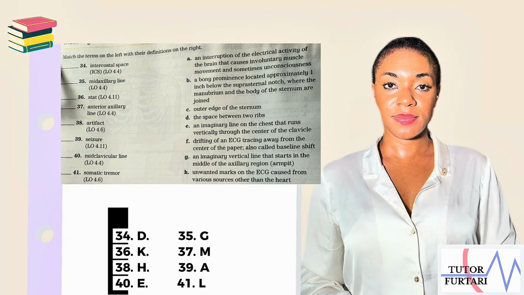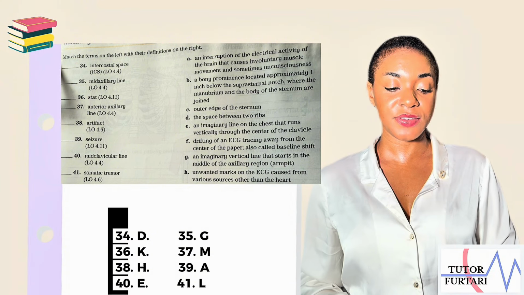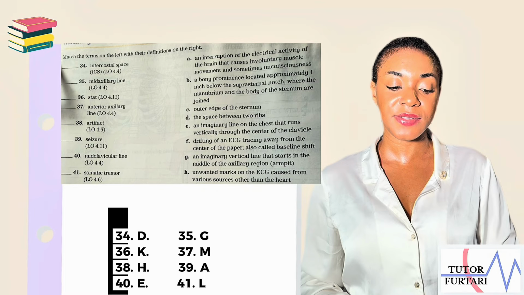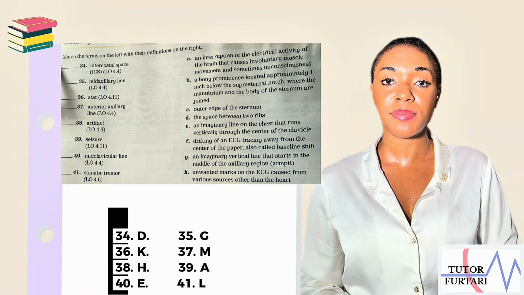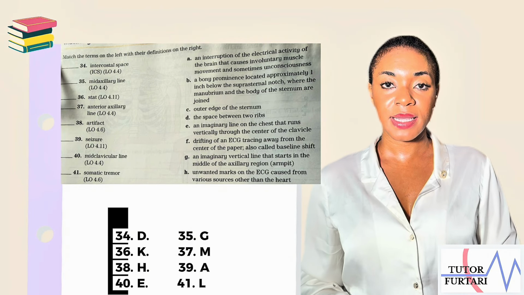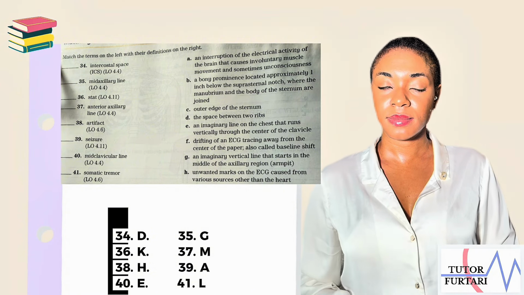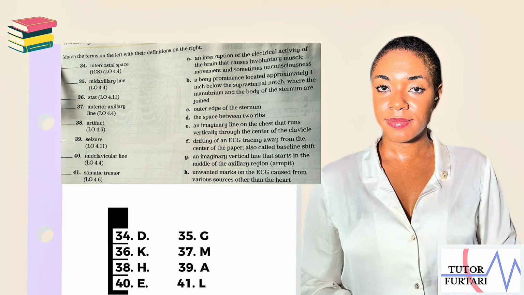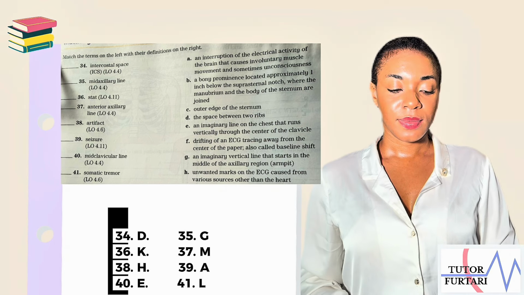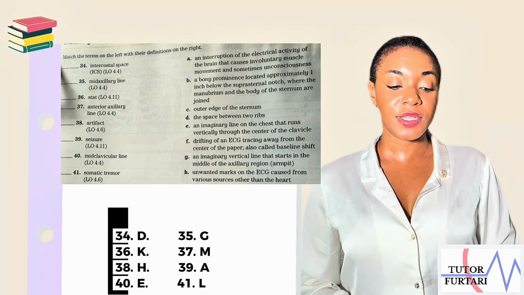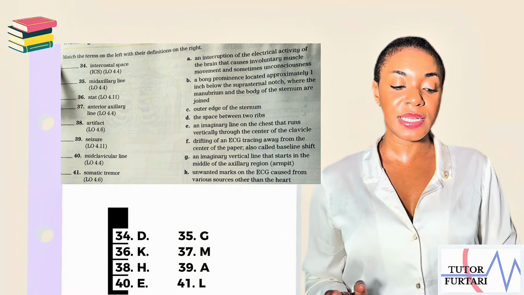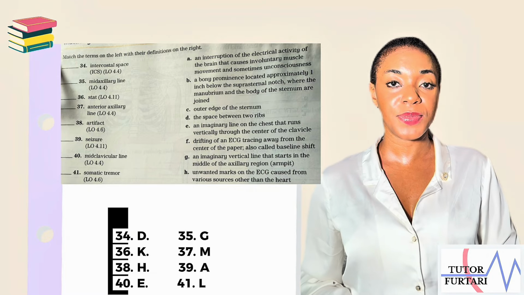39. Seizure. The answer is A. Interruption of electrical activities of the brain causing involuntary muscle movement. That is seizure. 40. Mid-clavicular line. You should know that, don't you? Number 40, mid-clavicular line is the imaginary line running vertically through the midpoint of the clavicle. That will be E.